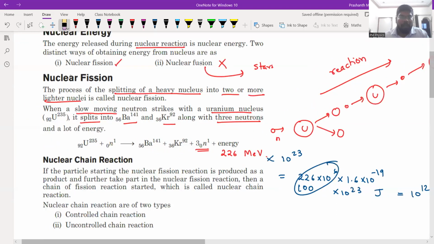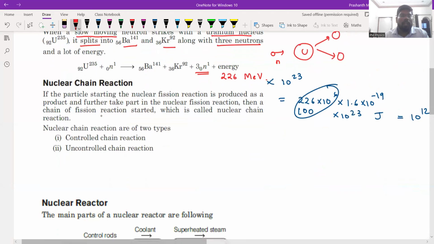So the particle which should strike is a neutron. That is what we call a controlled reaction and an uncontrolled reaction. Basically, a controlled chain reaction is what happens in nuclear reactors. In nuclear reactors, we want the reaction to be controlled. And uncontrolled is where it becomes a nuclear bomb.